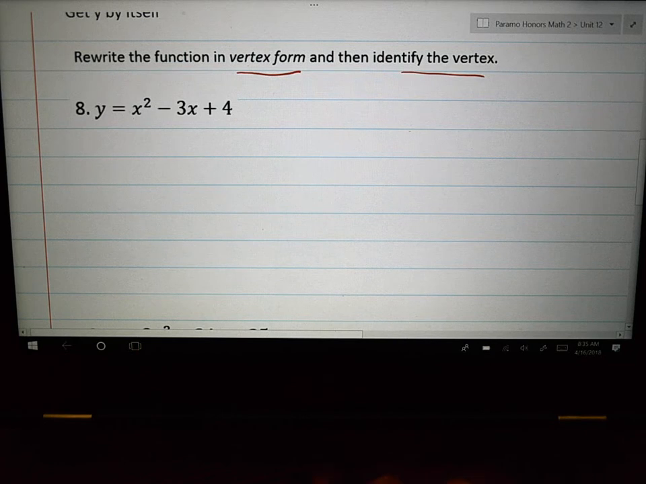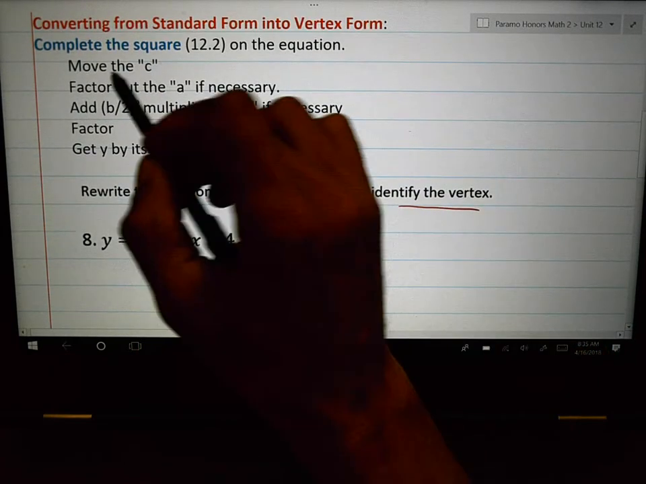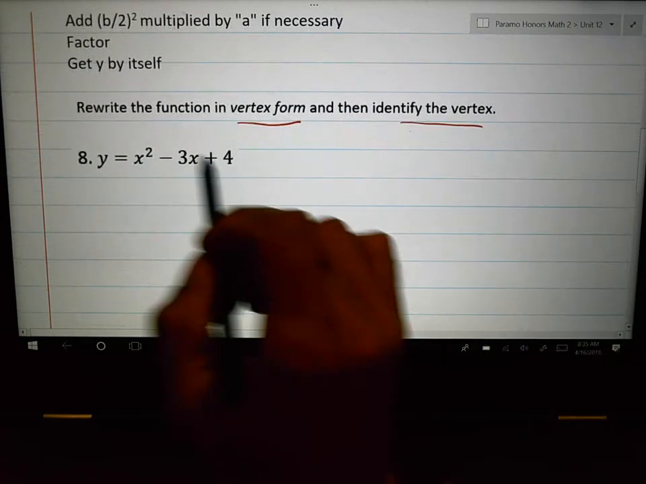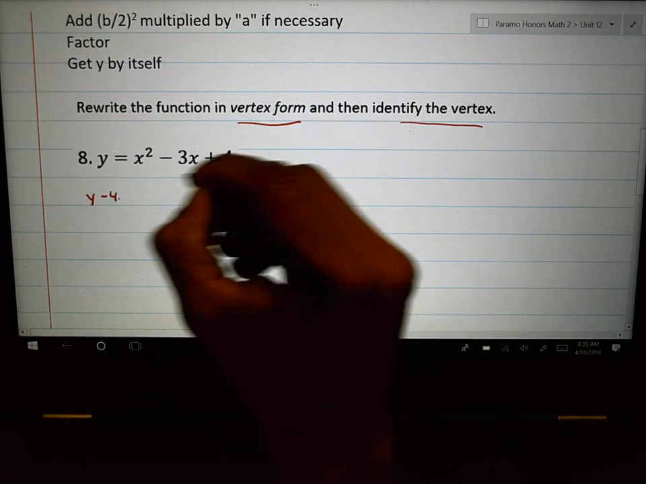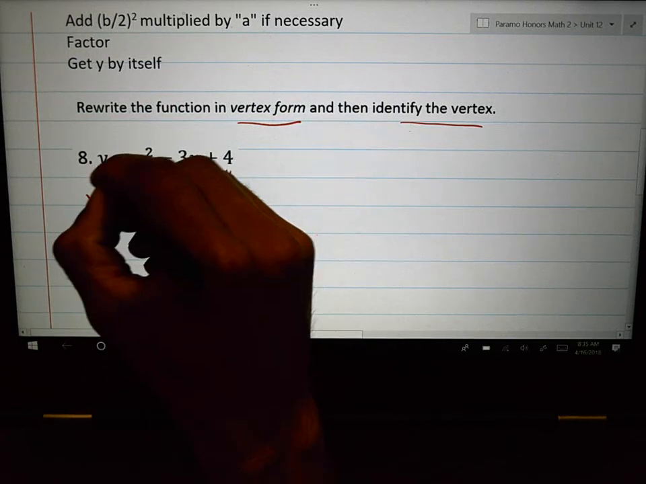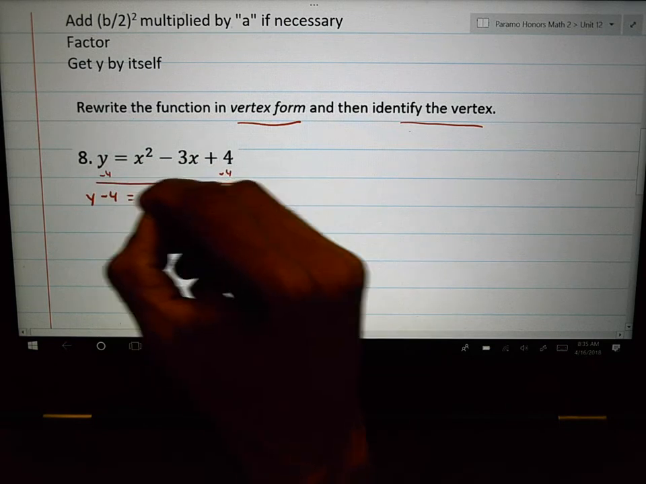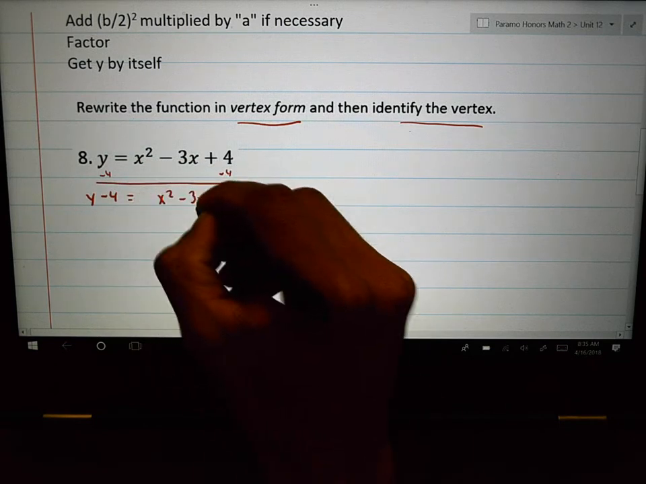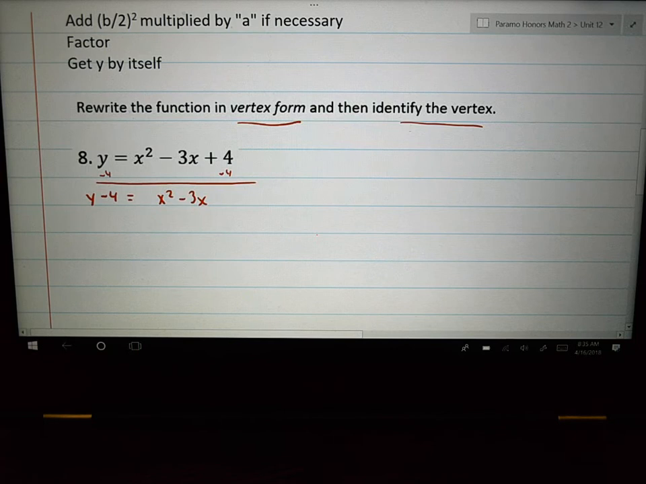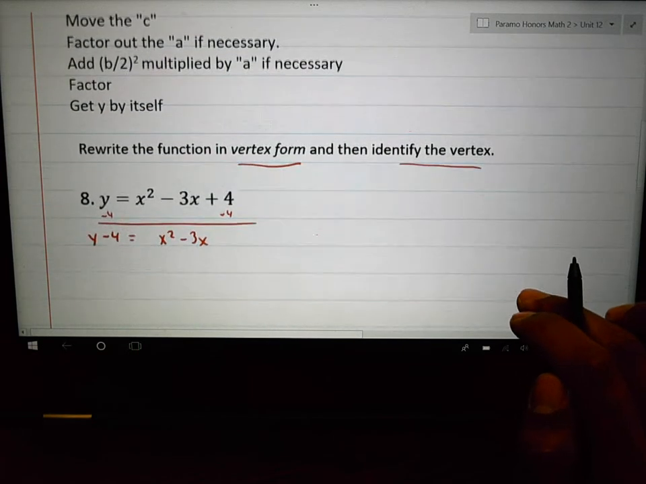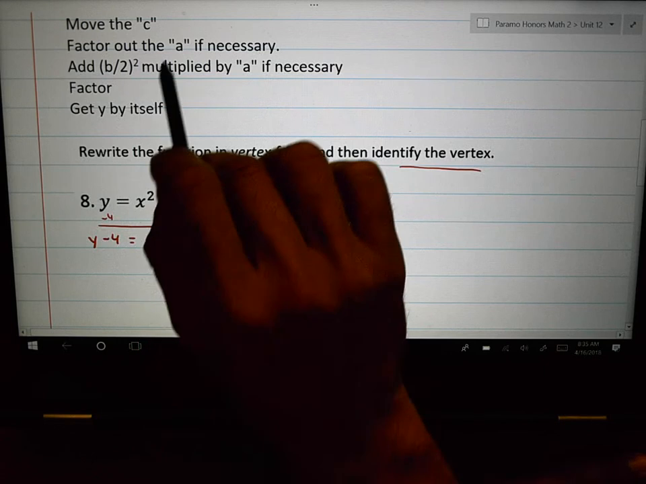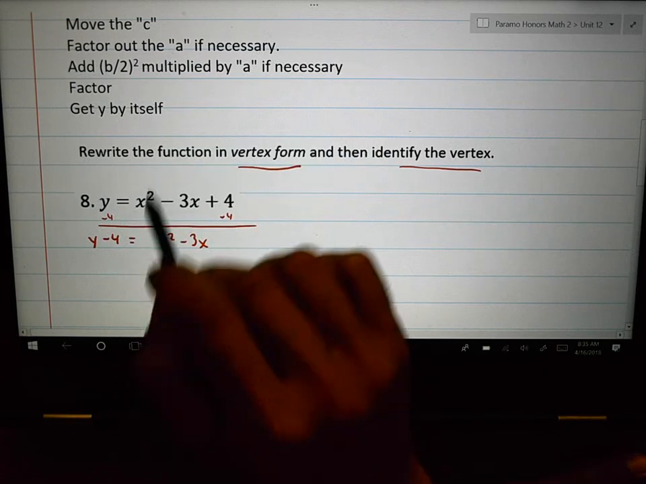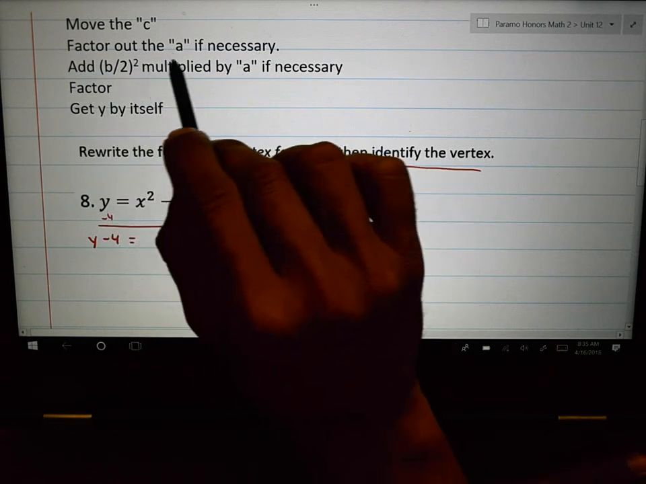So here's what we're going to do. Move the c. I want the c next to the y when I start this problem. Y minus 4. I'm going to subtract 4 and subtract 4. Equals x squared minus 3x. This is where you leave a little bit of space to work. Is the a value equal to 1? If it is, you can skip this step.